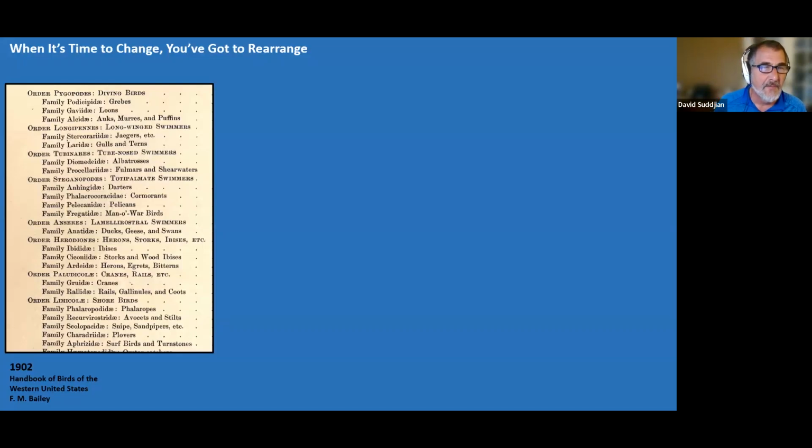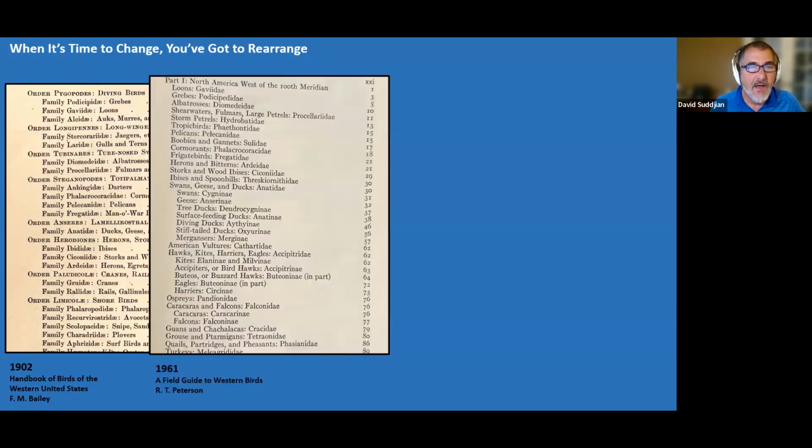So we have long-winged swimmers, that is your jaegers, gulls and terns. Then tube-nosed swimmers, which are the tube noses, so albatrosses and shearwaters and such. Then totipalmate swimmers, that means things that have all their toes webbed together, and so we see cormorants and pelicans in there. The order names are completely different for those groups than they are now. So that's interesting to see how things have changed over time since way back then.